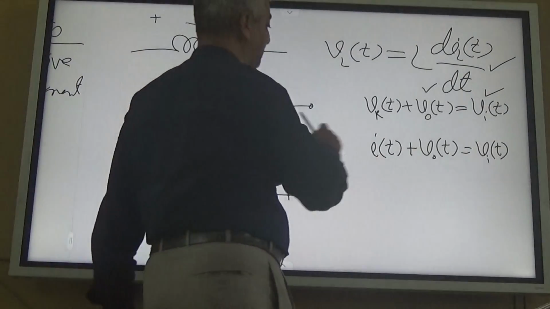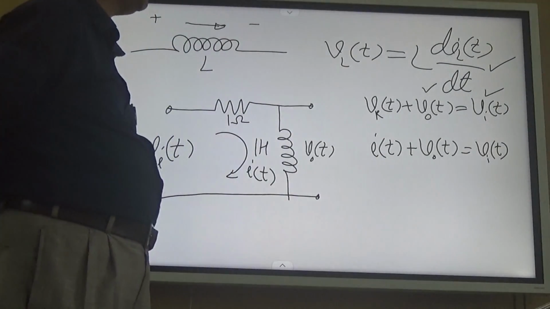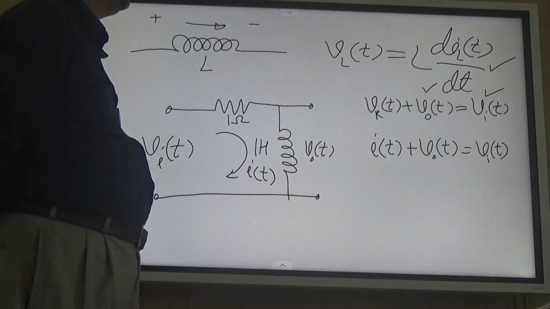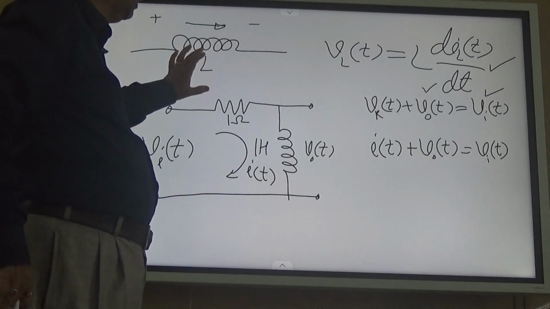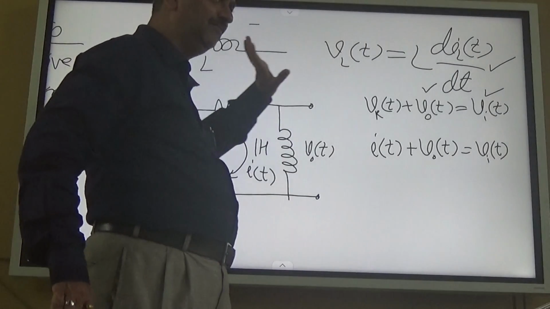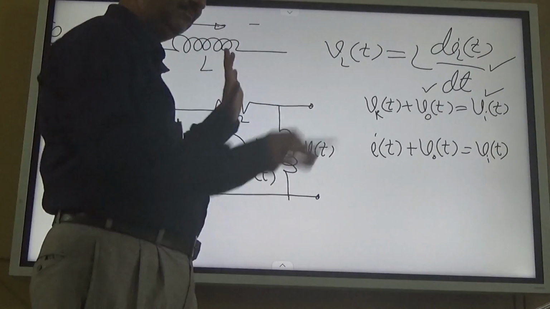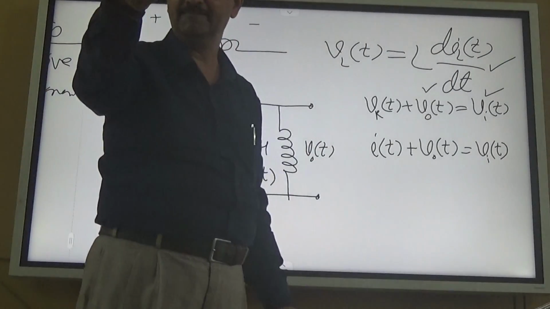Now what about i(t)? What about i(t)? Now we used Kirchhoff's law, the mesh law. We use the resistance property. We use Kirchhoff's mesh law.